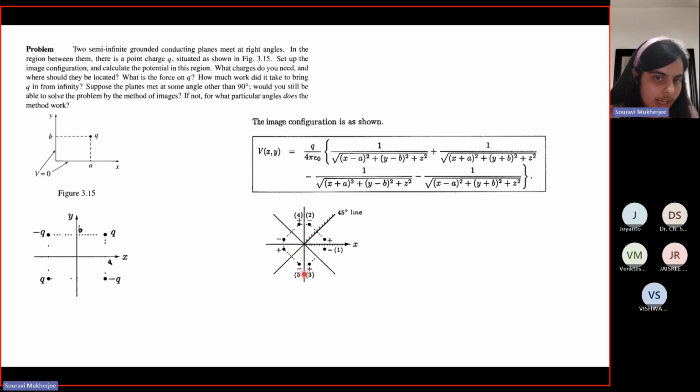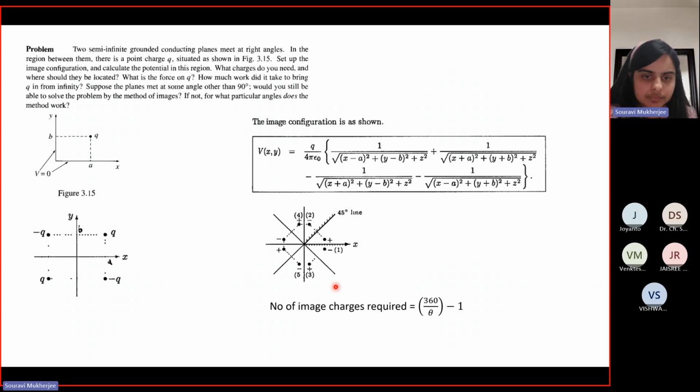And similarly, because you have this plus q here, you want the potential to still be 0 along x, so you have to put a minus q on the opposite side, right? And again, to maintain the potential at 45 degrees to be 0, you put a plus q here and again a minus q to balance the potential along x. So basically, we are making use of the symmetry.